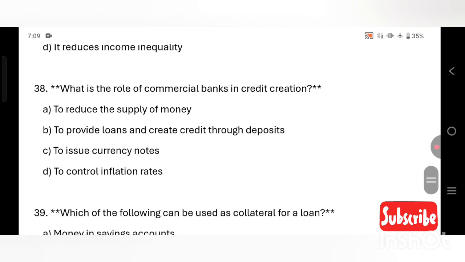Question number 38. What is the role of a commercial bank in credit creation? Option A, to reduce the supply of money. Option B, to provide loans and create credit through deposits. Option C, to issue currency notes. Option D, to control inflation rate. And the correct answer is option B, to provide loans and create credit through deposits.